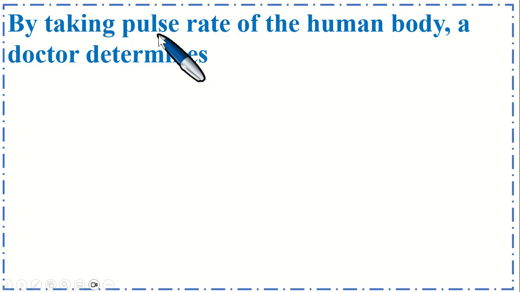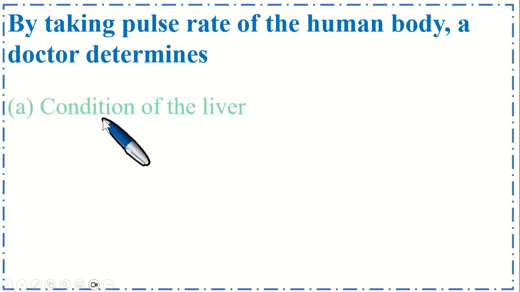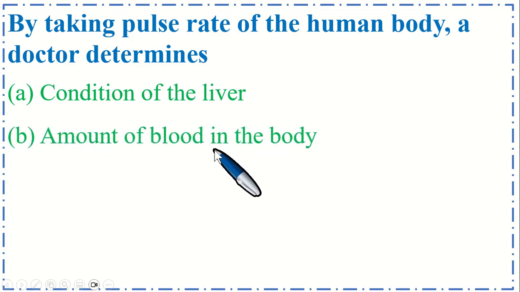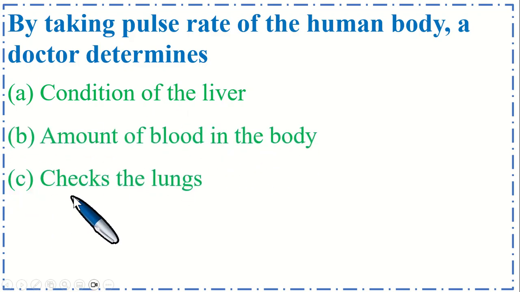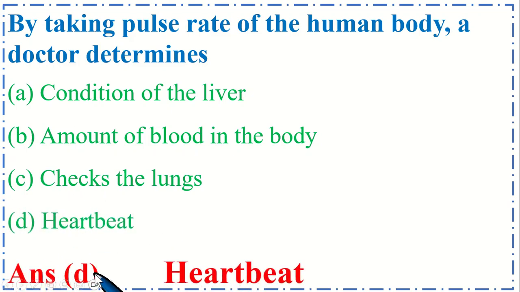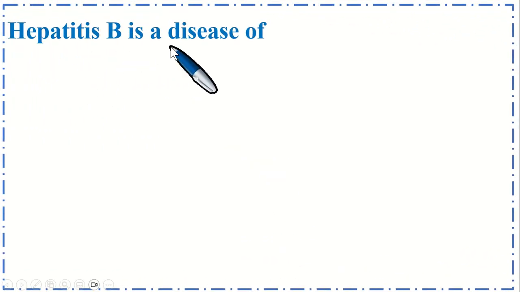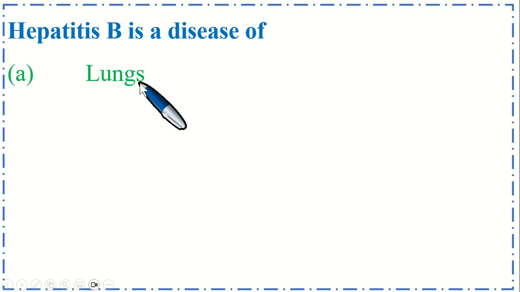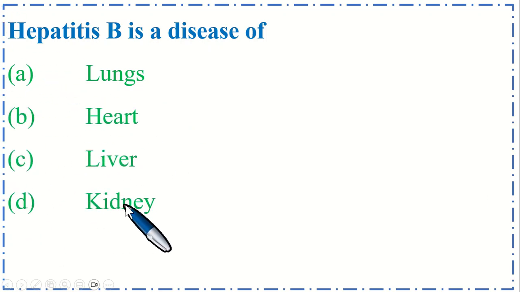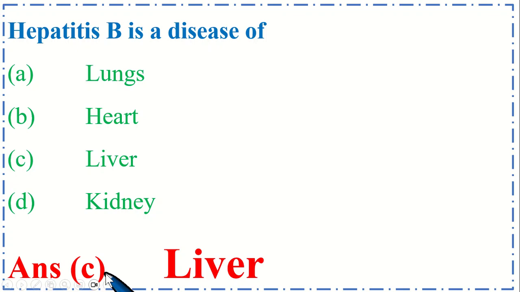By taking pulse rate of the human body, a doctor determines option A, condition of the liver. B, amount of blood in the body. Option C, checks the lungs. And option D, heartbeat. So the correct option is D, heartbeat. Hepatitis B is a disease of option A, lungs, B, heart, C, liver, and option D, kidney. So the correct option is C, liver.